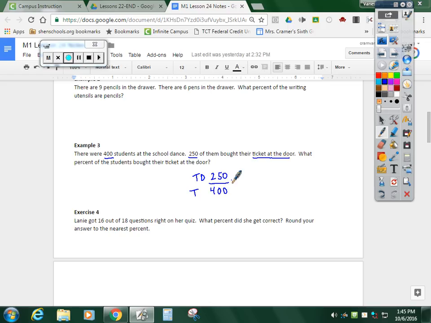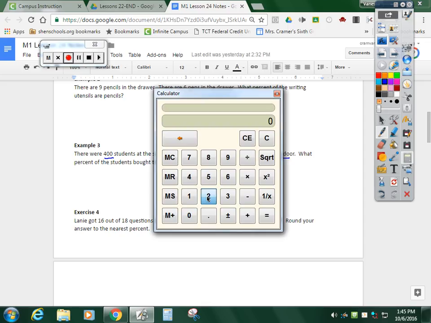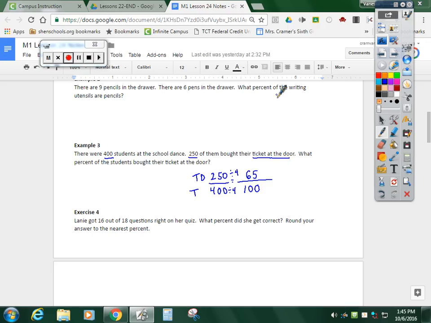Now you can scale this down because percentages are out of 100. You could simplify this too, but there's an easier way, because 400 divided by 4 scales you down to 100, and whatever you do to the bottom, you must do to the top. And 250 divided by 4, I can double check on my calculator, but it is 62.5. Oh, Mrs. Kramer, you were wrong. It's actually 62.5. So much for my mental quick math today.